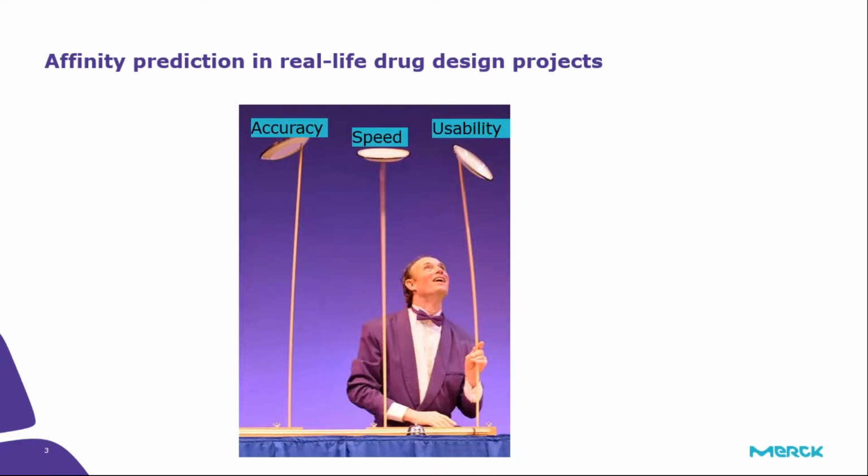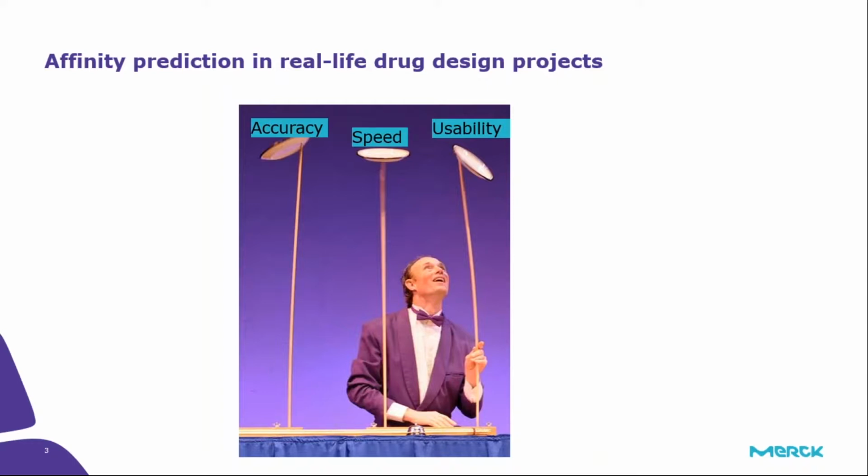So in such drug design projects, we have different requirements. It's very important to have an accurate method that can correctly rank the compounds and help the medicinal chemists to prioritize them for synthesis. On the other hand, we also have to have a fast method. Many people don't want to wait for weeks and weeks and try different setups to get their results. So speed is obviously very important.